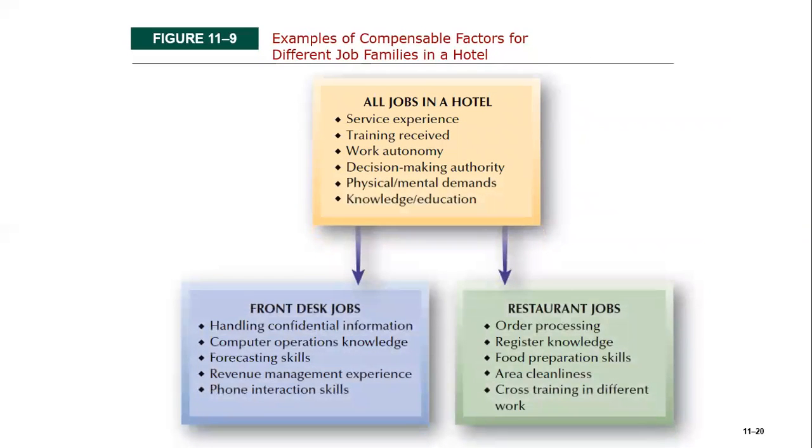Moving forward, we have an example here: examples of compensable factors for different job families in a hotel. We have various job families here. For all jobs in a hotel: service experience, training received, work autonomy, decision-making authority, physical and mental demands, and knowledge and education. These are the actual compensable factors.